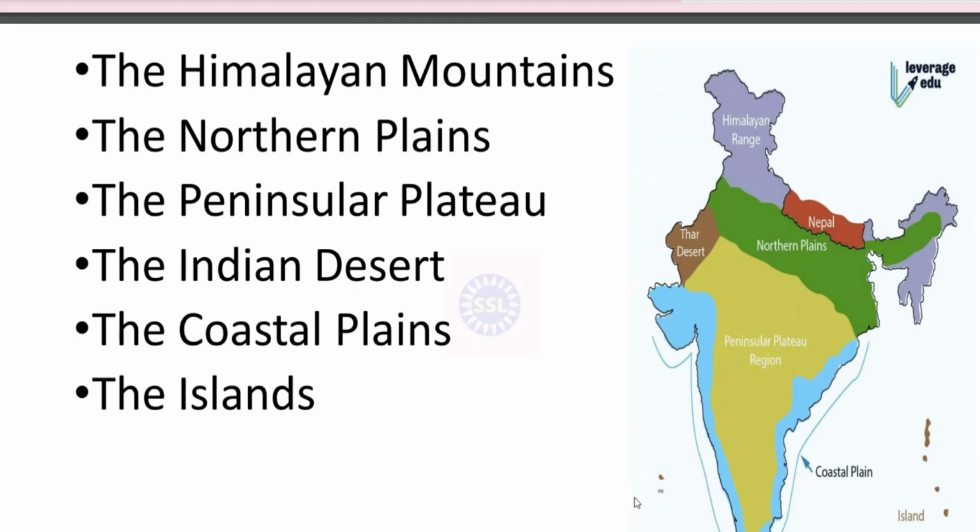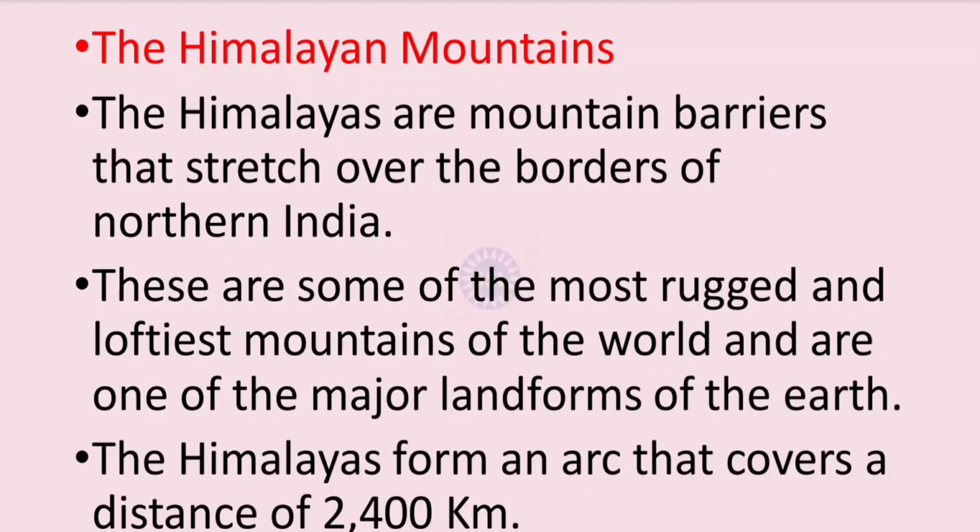You can observe the image here. We can locate 6 major physical divisions of India like this. Himalayan ranges, northern plain, Thar desert, peninsular plateau and islands.